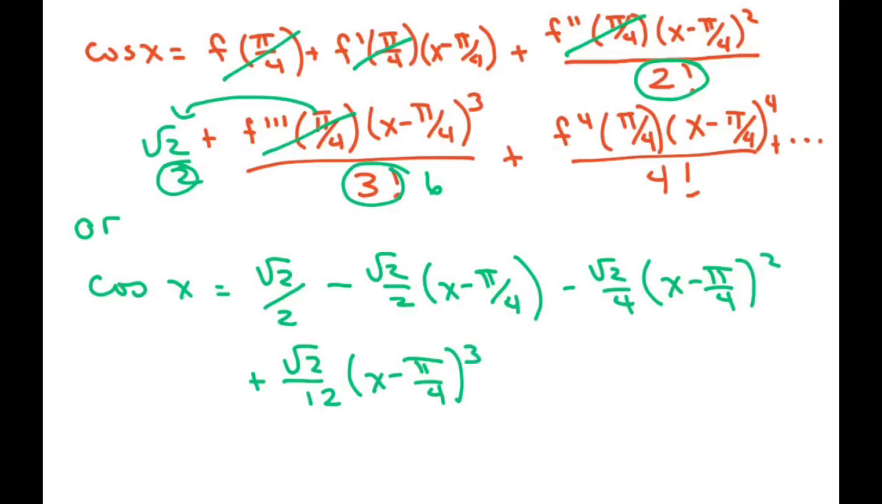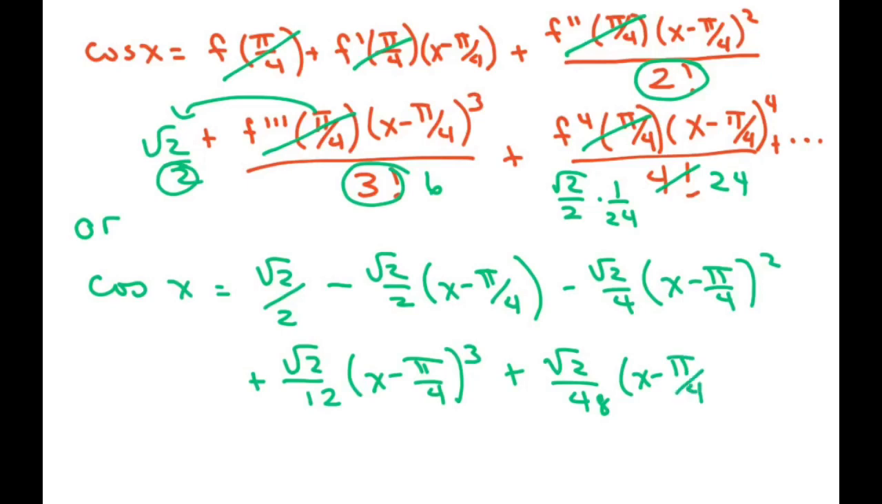And then we have another plus. This is square root of 2 over 2, and this is 24. So that's going to be square root of 2 over 2 times 1 over 24. So that's going to be square root of 2 over 48 times x minus pi over 4 to the fourth power, and so forth, and so on. And this is for all of x.